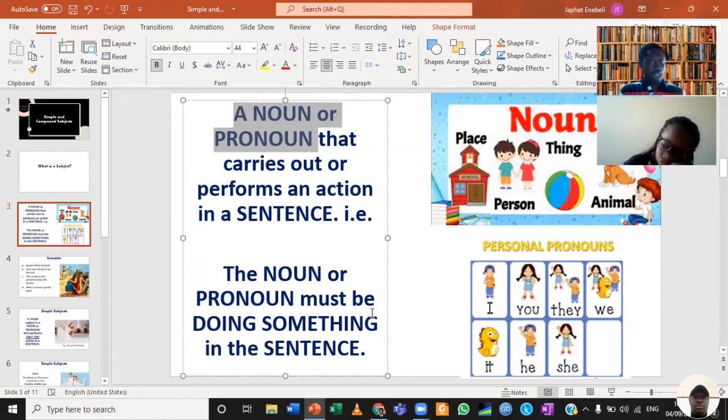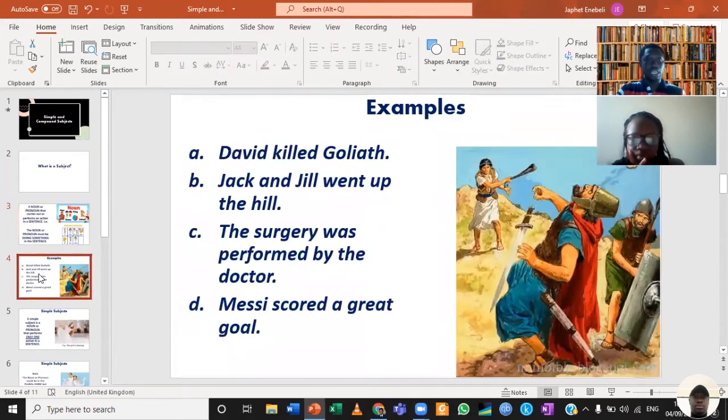Like you know, a noun can be an animal, a thing, or a person. But for you to know a subject, that noun must be doing something in a sentence. If the noun is not doing anything in the sentence, it's very possible that noun can also be an object. But here we are looking at the subject. So the subject is a noun or a pronoun that performs an action in a sentence.